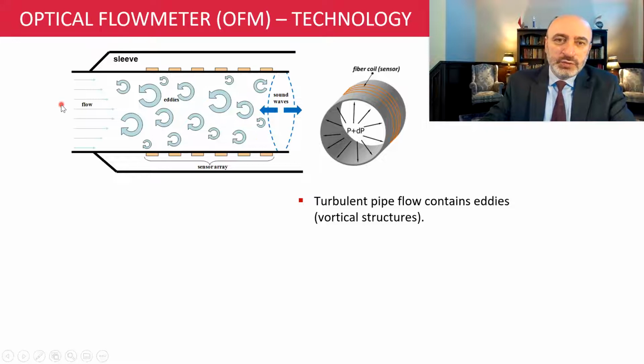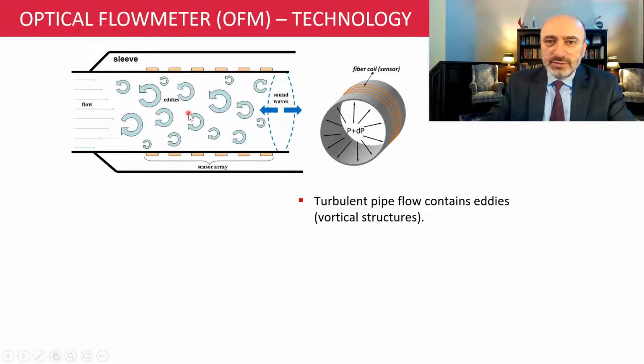In its typical use, turbulent flow goes through the flow meter. Turbulent flow contains eddies, sometimes called pressure fluctuations or vortical structures. And these eddies come in different sizes, from the very small scale to larger scales up to a pipe diameter. As these eddies convect with the flow, they also create sound waves which propagate in both directions, in the direction of the eddy motion and in the opposite direction.